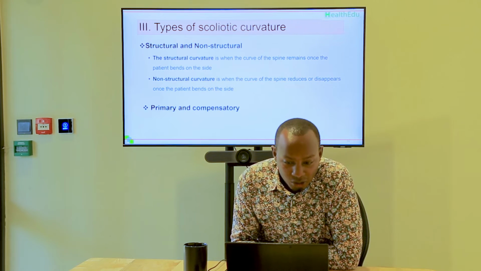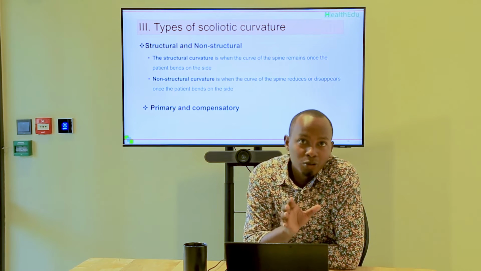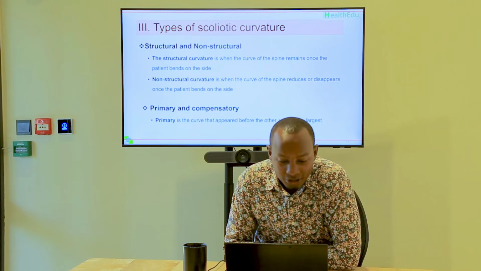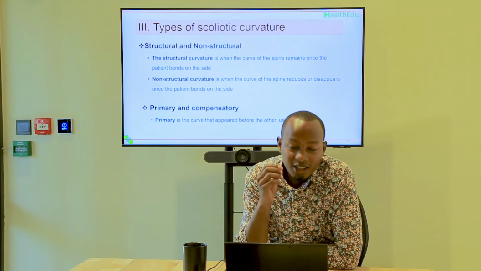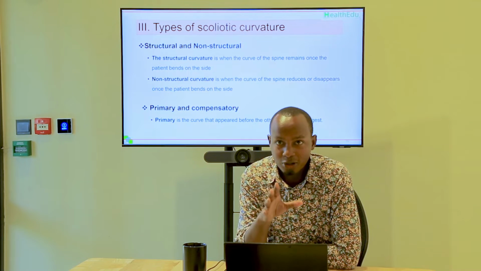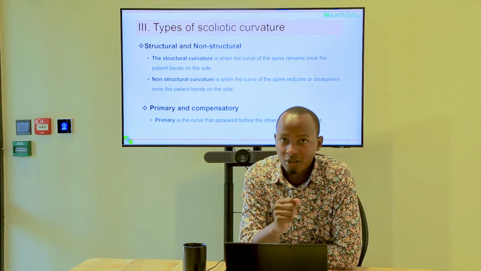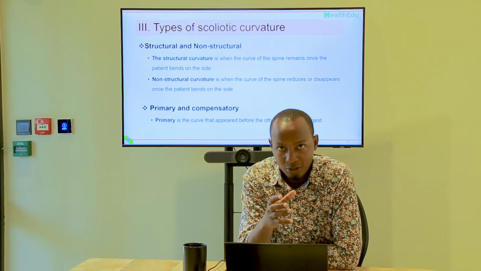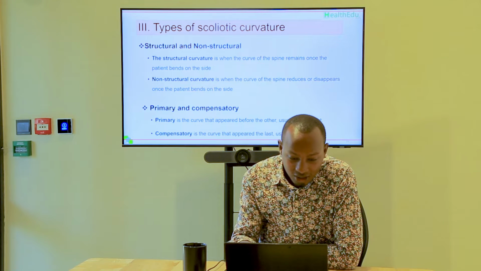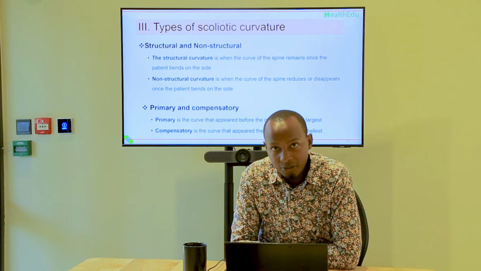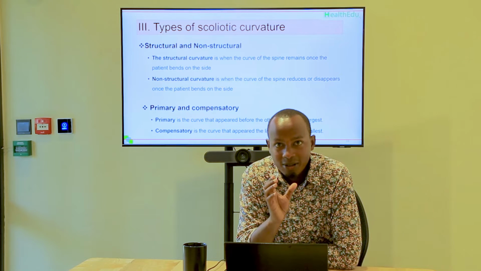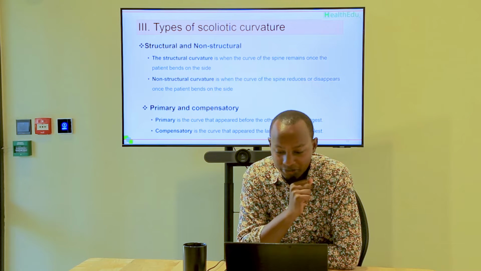And other types of the scoliotic curvature may depend on primary and compensatory curvatures. When do we call it a primary curvature? A primary curvature is the curvature which comes before the other. For example, if you have two curvatures, for example, you have thoracic curvature and lumbar curvature. The one which appears before the other, that's what we call the primary curvature. And when the second comes, we call it compensatory curvature. And compensatory curvature, most of the time, is less than the primary curvature.